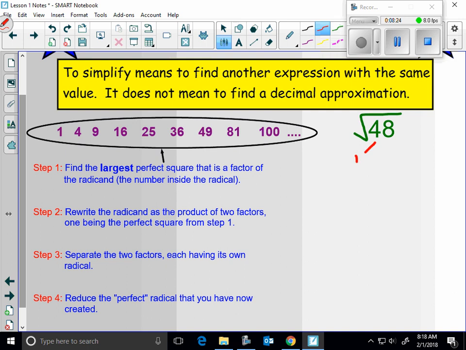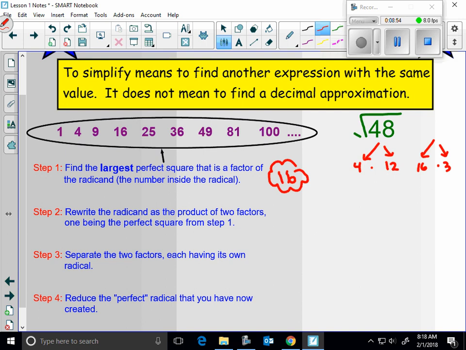Okay, I got a 1 and a 48. That's not on neither of them on there. That's not going to work. Does 4 go into there? 12 times. I like that, but I also like 16 and a 3. Which one's more advantageous? 16 and a 3. So step 1, find the largest perfect square. I did. It's 16.